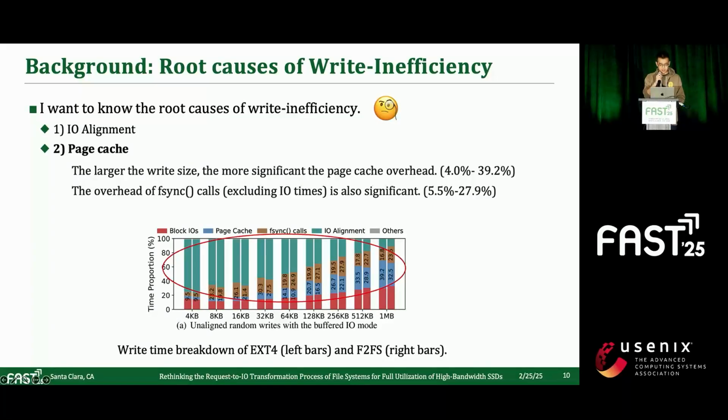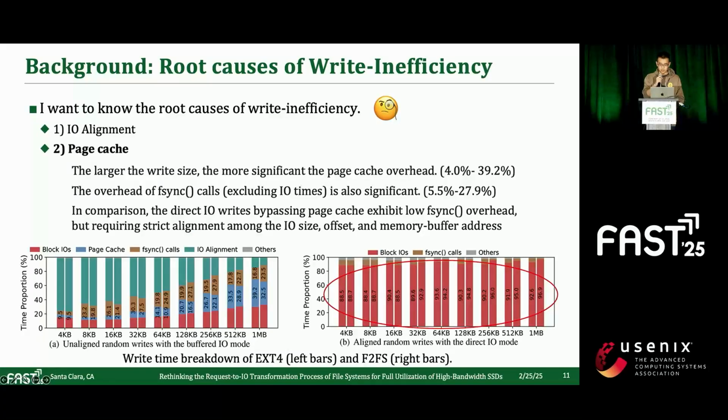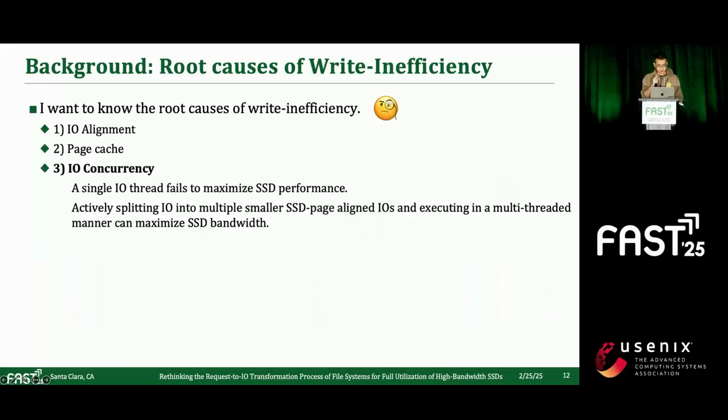And we think these are the key factors contributing to writing efficiency. For comparison, we use the direct I/O mode for aligned writes to observe the time composition. The result shows that most of the time is spent on block IOs. Moreover, the fsync core overhead is minimal in this case because there was no need to look up the dirty pages. However, despite avoiding page cache overhead, direct IO's strict alignment requirements are hard to meet. So we will discuss this later.